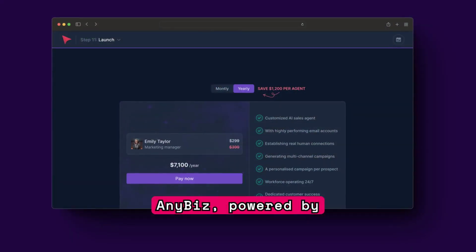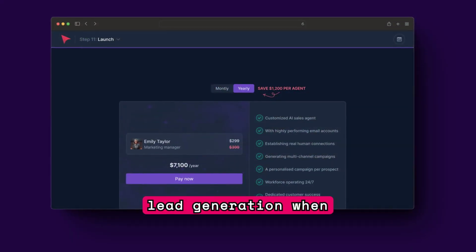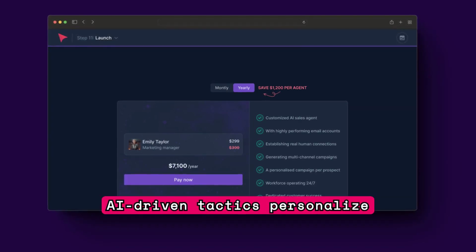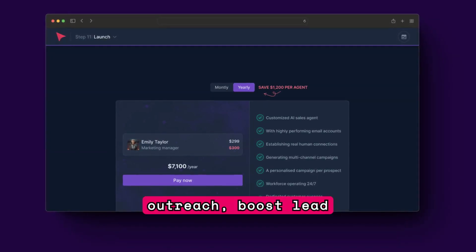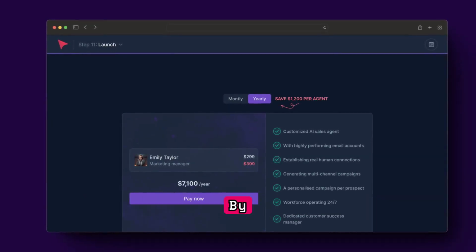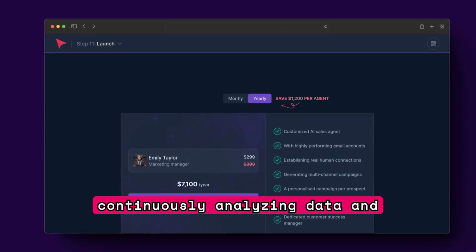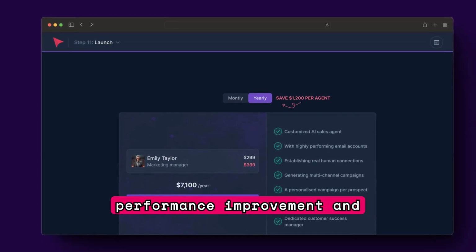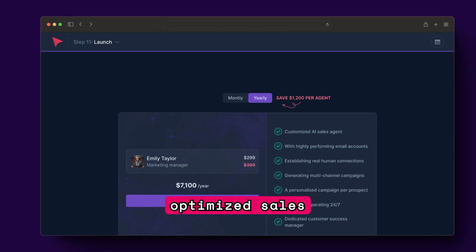AnyBiz, powered by AI, enhances B2B lead generation when integrated with LinkedIn Sales Navigator. Its AI-driven tactics personalize outreach, boost lead qualification, and prioritize prospects effectively. By continuously analyzing data and integrating with CRM systems, AnyBiz ensures measurable performance improvement and optimized sales strategies.